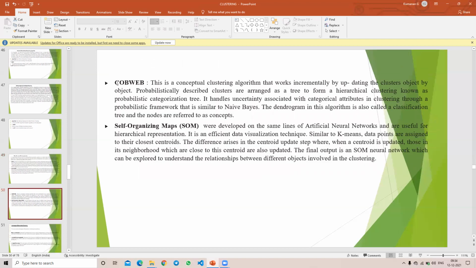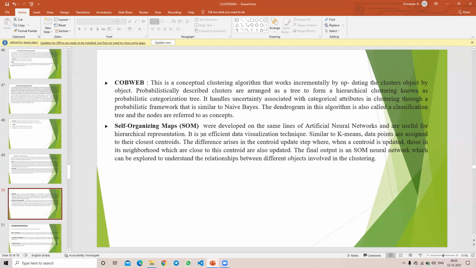Next, COBWEB and the self-organizing map, SOM. COBWEB is a conceptual clustering algorithm that works incrementally by updating the clusters object by object. Probabilistically described clusters are arranged as a tree to form a hierarchical clustering known as a probabilistic categorization tree. It handles uncertainty associated with categorical attributes in clustering through a probabilistic framework similar to naive Bayes. The dendrogram in this algorithm is also called a classification tree, and the nodes are referred to as concepts.